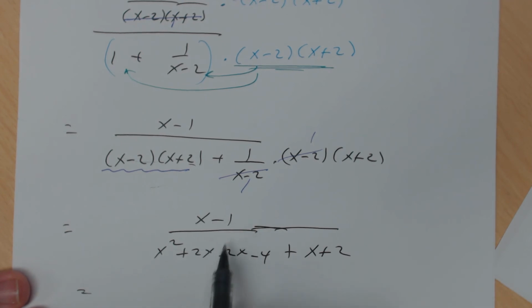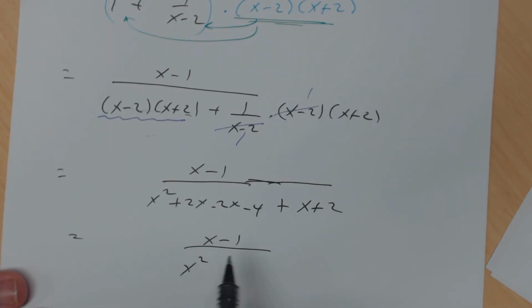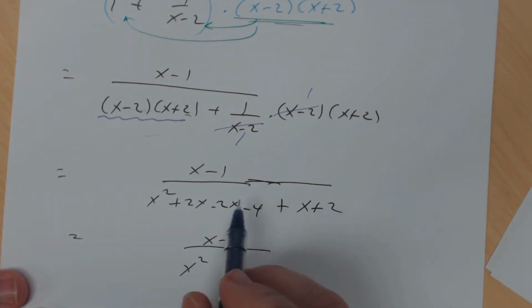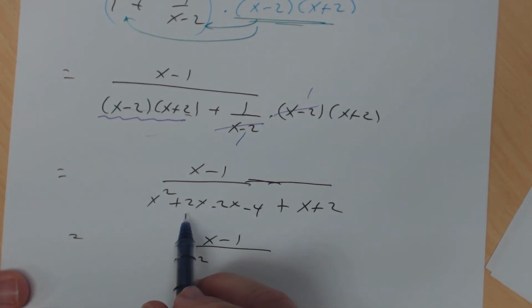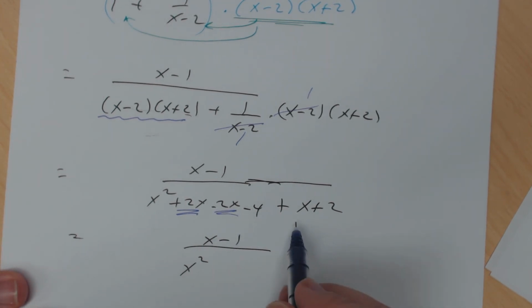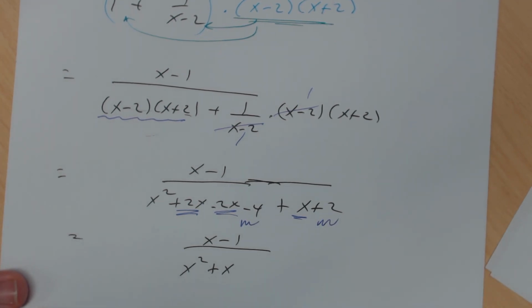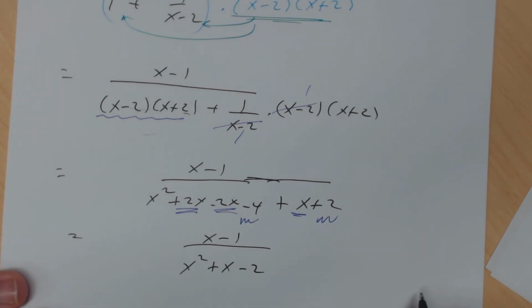Alright, combining like terms, my numerator is x minus 1, my denominator is x squared. Now let's look at the like terms. So a positive 2x and a negative 2x is 0. And then 0 plus x is x. So I get plus x. So far I get x squared plus x. And then my constants, a negative 4 and a positive 2 is a negative 2.